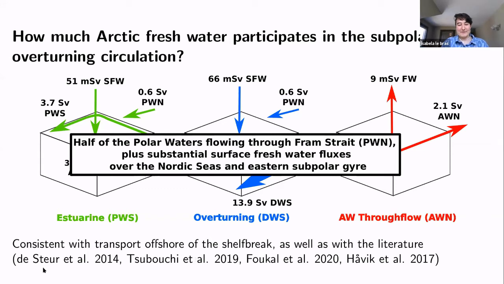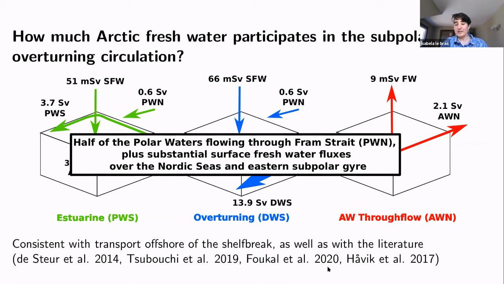So we have the transports through Fram Strait from the Dišter and Tsubouchi products that are going into this model. And from that, if you take the transport onshore of the 500-meter isobath and offshore of the 500-meter isobath, that's about a 50-50 split. This is consistent with the idea that all of the waters that are offshore of that 500-meter isobath mix into the interior and can affect convection and mix into the overturning circulation.